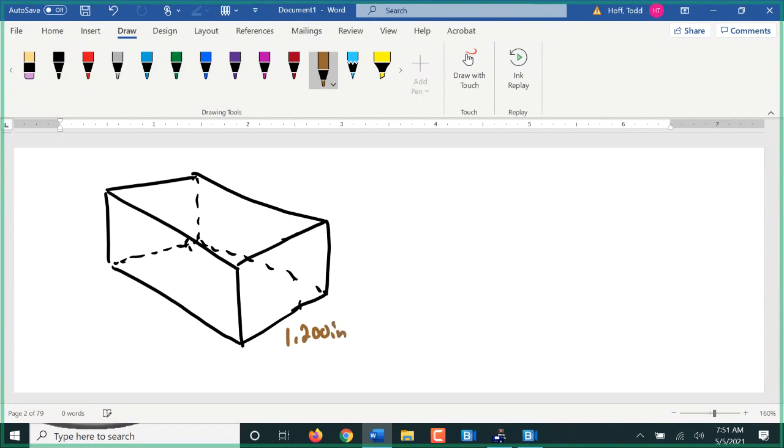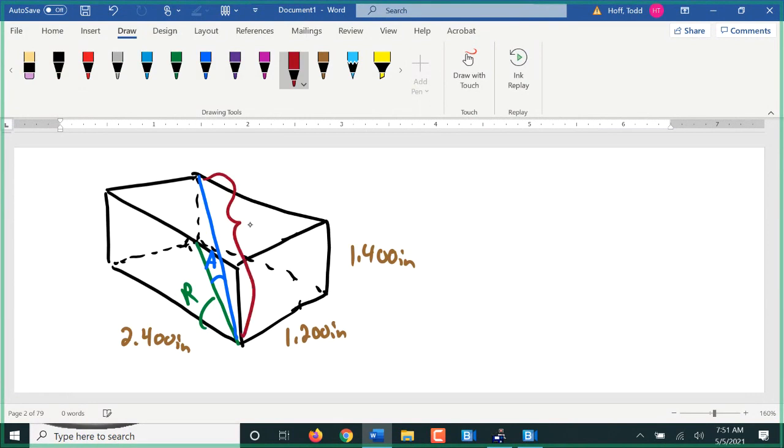Inverse sine of the opposite side of 10 over the hypotenuse of 30.53. 2 inches, 4 inches, 1 inch. This angle down here, which I call angle A. And the length of that path. You tell me what you want to find first.